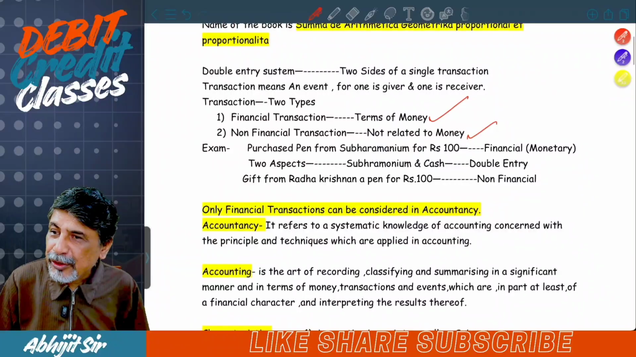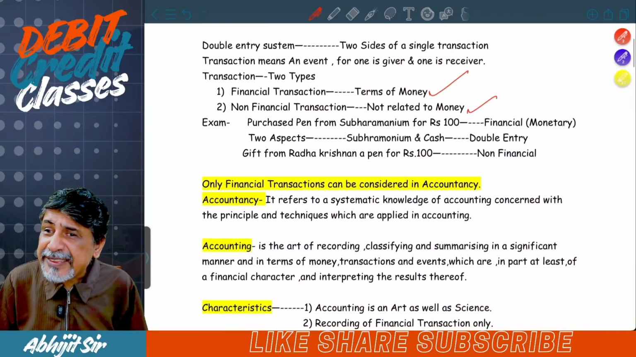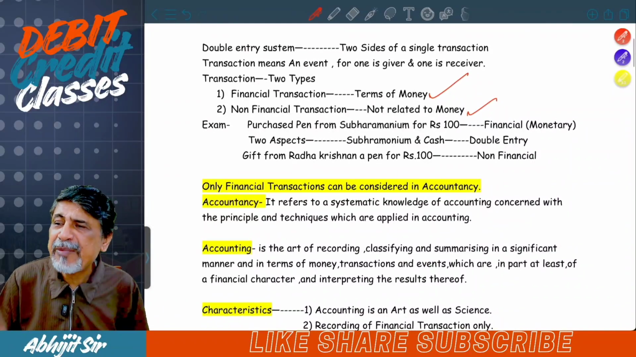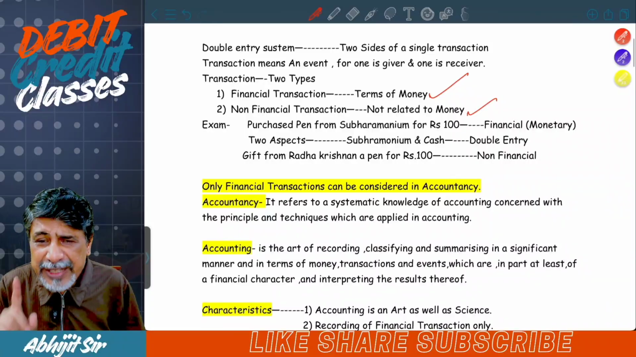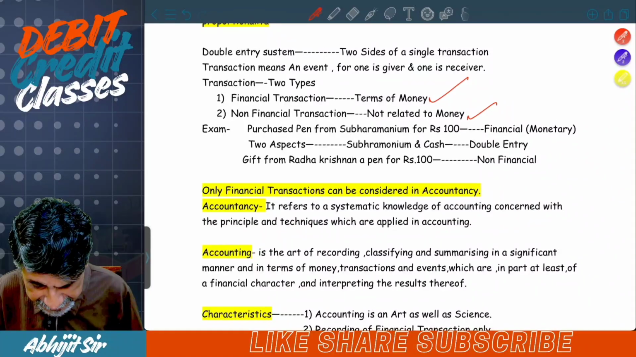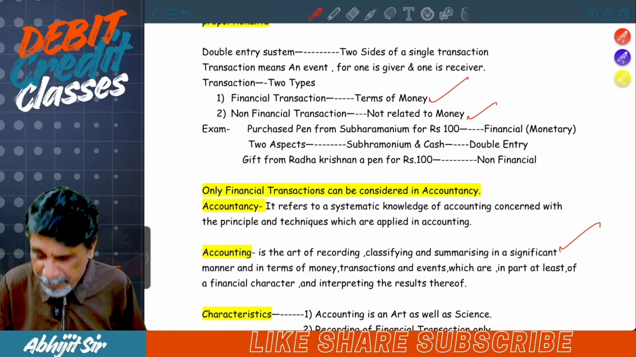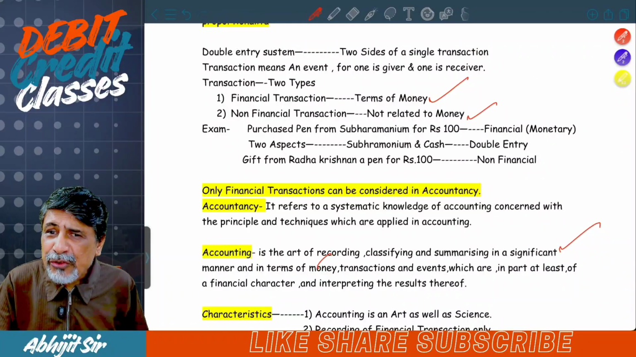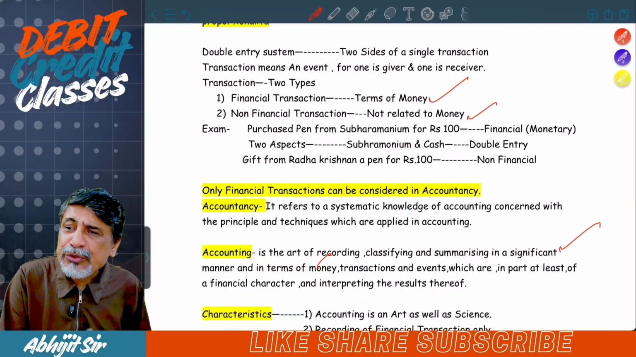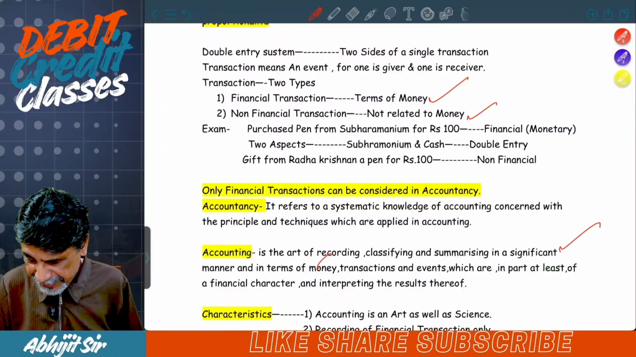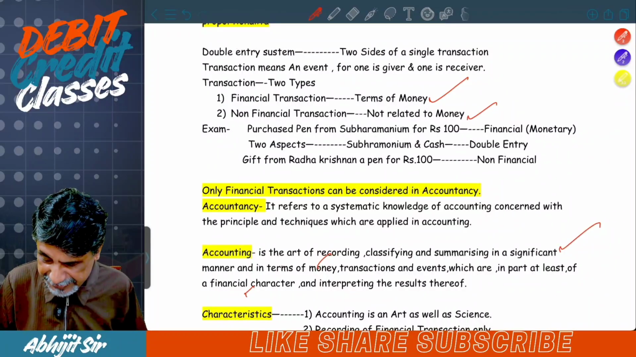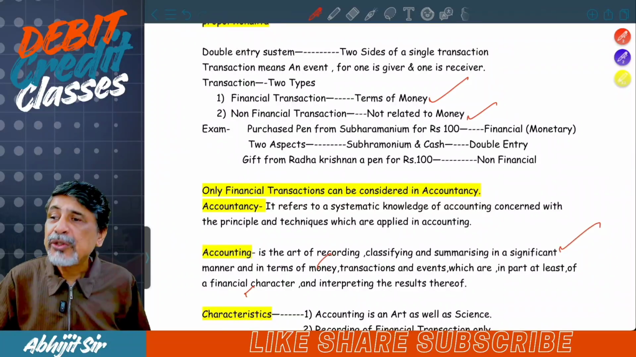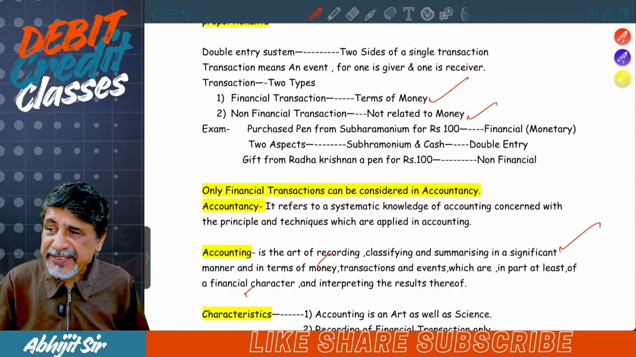And what is accounting? Accounting is the art of recording, classifying, and summarizing in a significant manner, and in terms of money, transactions and events which are in part at least of a financial character, and interpreting the results thereof to owners, government, creditors, debtors, etc.